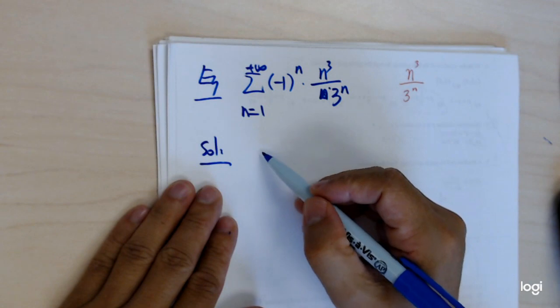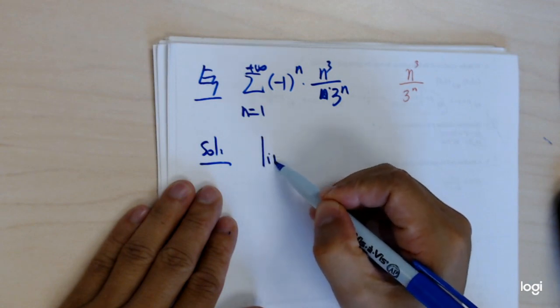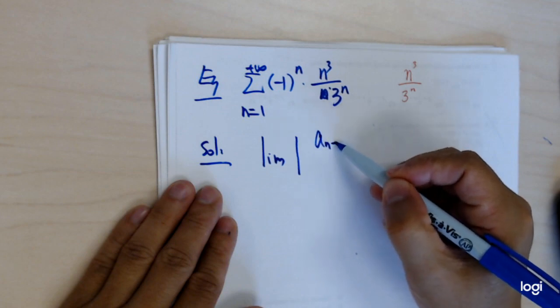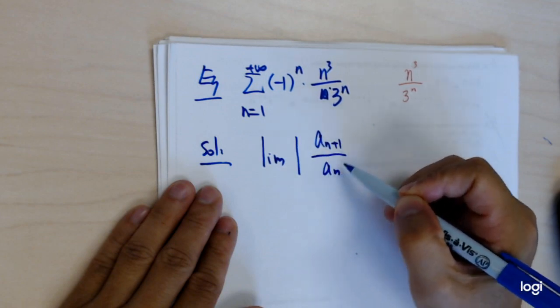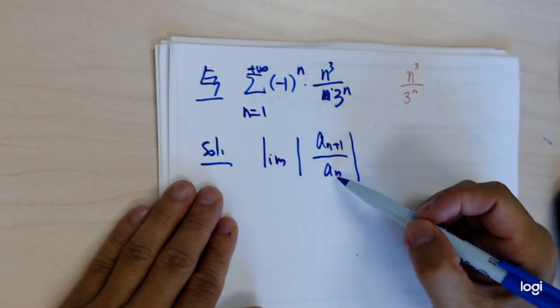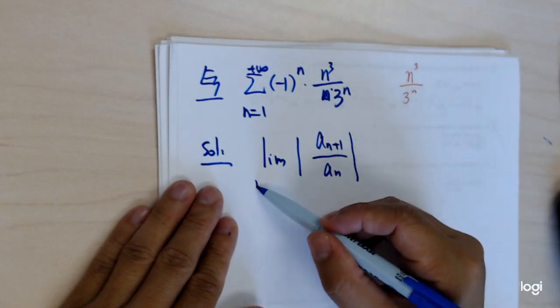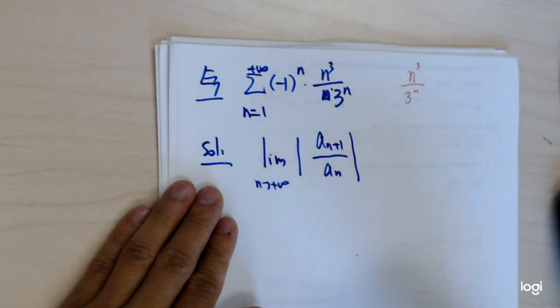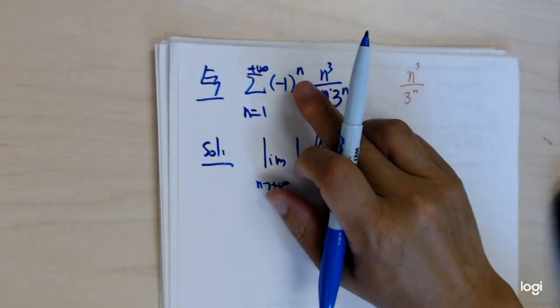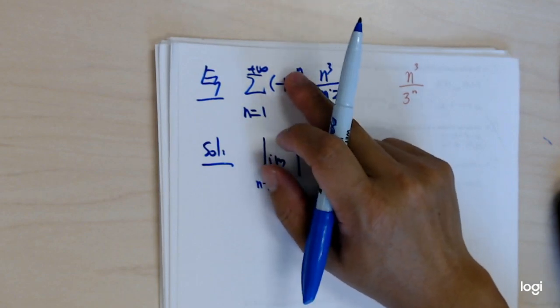The ratio test always starts by writing down the limit sign, and then writing down a sub n plus 1 over a sub n. So a sub n refers to this whole thing here. And don't forget, take the limit here. Now, because I'm taking the absolute value, I can completely ignore the sign part.